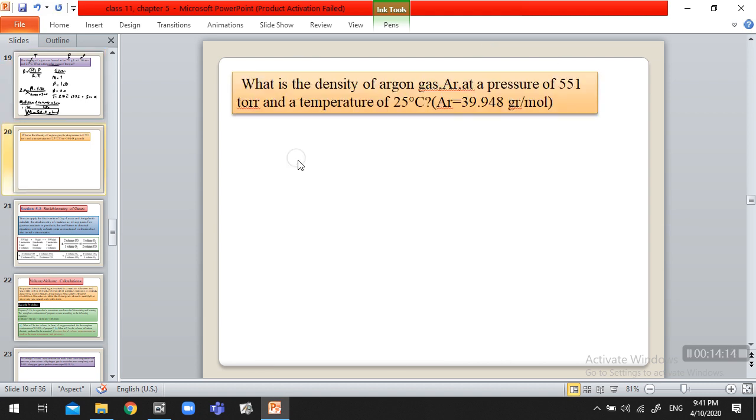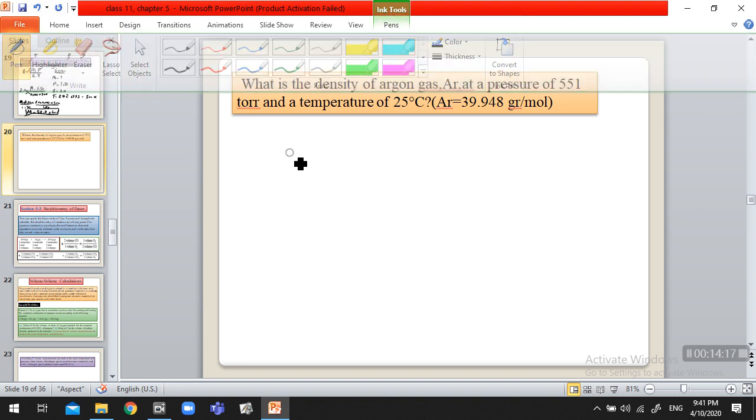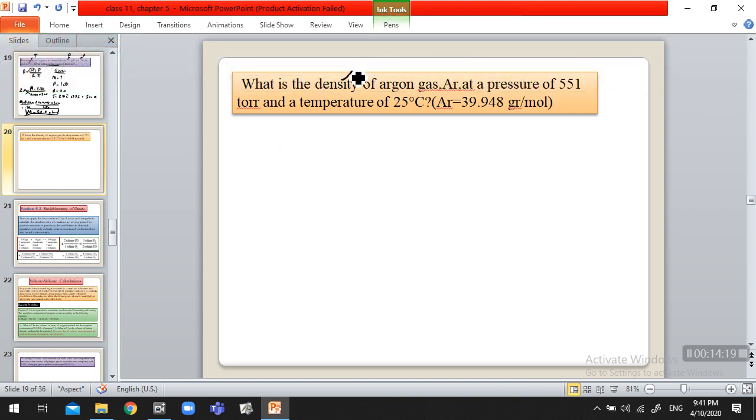And the last question of today is about finding the density. In this question, density is unknown, but here pressure is in torr, very important, you have to convert, and temperature in Celsius, you have to convert to Kelvin, and molar mass is given. For this question, I rounded to 40 for you, argon, for your understanding. Argon is 40, you can think.